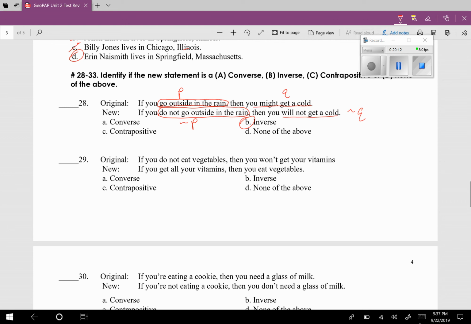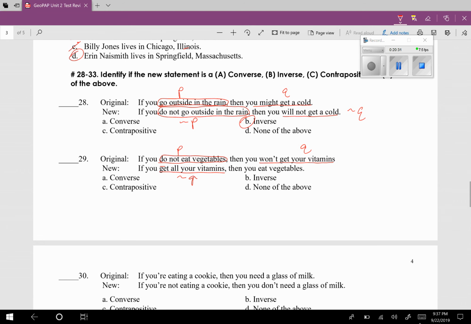Okay, if you do not eat vegetables, then you won't get your vitamins. Okay, let's see here. If you get all your vitamins, so getting all your vitamins, that's the opposite of the original, so that's not Q. Then you eat vegetables, okay, there we go. That's not P, because the original was do not eat vegetables. Well, now it says you eat vegetables, so that's the opposite. So we switched and negated, so that's going to be the contrapositive.